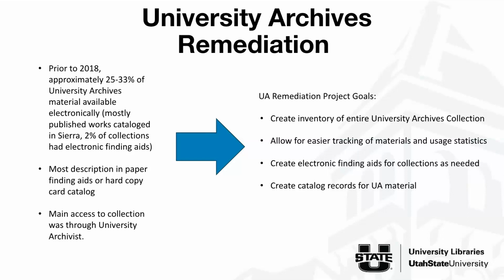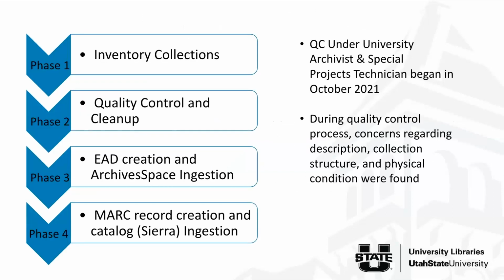So the original goals of this project were to create an entire inventory for the University Archives, well, that was typed up and accessible. And then allow for easier tracking of materials, create those finding aids, and then put them online. And then also put those finding aid records in our library catalog, Sierra. Okay, sorry, looking at two different places.